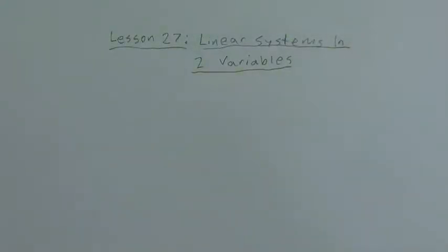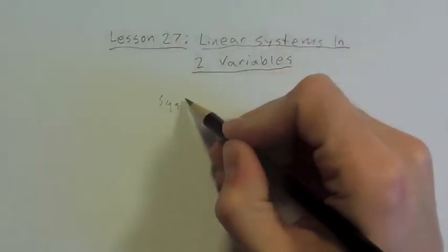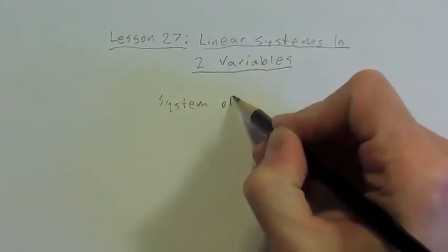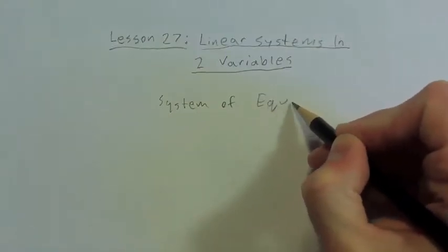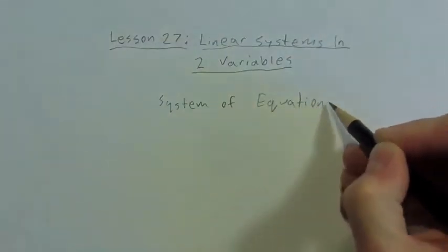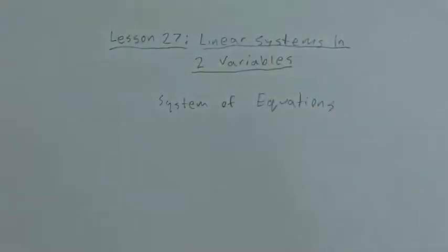Alright, hello class. Today we're going to be looking at lesson 27, which is on linear systems in two variables. So to start with, what is a system? Well, a system of equations is when you solve more than one equation all at once, right, simultaneously. So I think the quickest way to talk about it is with an example.